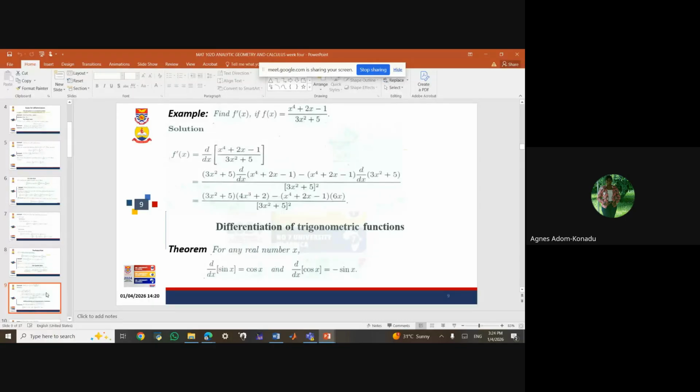Now I want to look at differentiation of trig functions. You know trig functions, the sine, the cosine, the tan, and the rest. So we'll begin with the basic two trig functions. We'll look at the sine and then the cosine function. It says that for any real number x, the derivative of sine x is equal to cos x, and the derivative of cos x is equal to negative sine x. Please keep this in mind. Anytime you differentiate sine x with respect to x, it will give you cos x. Anytime you differentiate cos x with respect to x, it will give you negative sine x. Please, you will carry this till thy kingdom come. Let's continue.